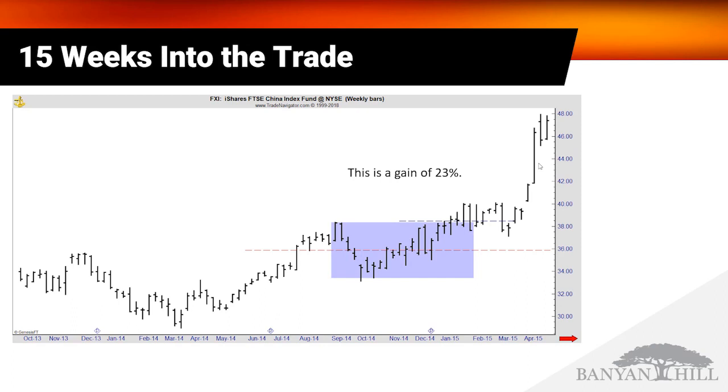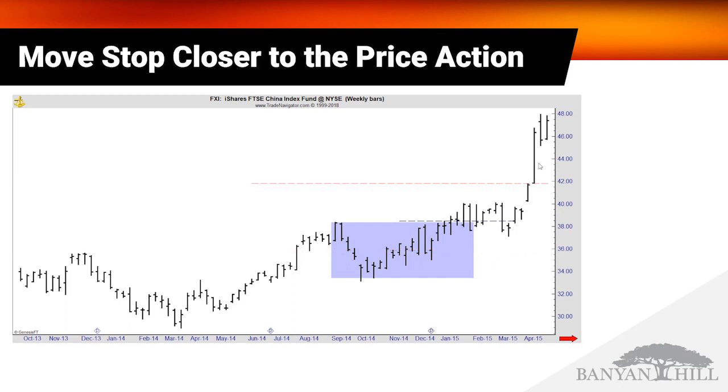We're just holding on. We have a gain of 23%, but we can move our stop. And in this case, we could move our stop up to the bottom of that big breakout bar. It's a little bit below our initial target, but we still have it closer to the market action.